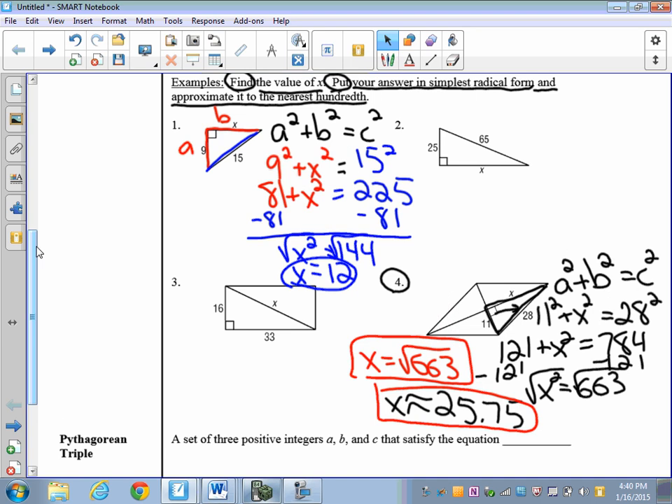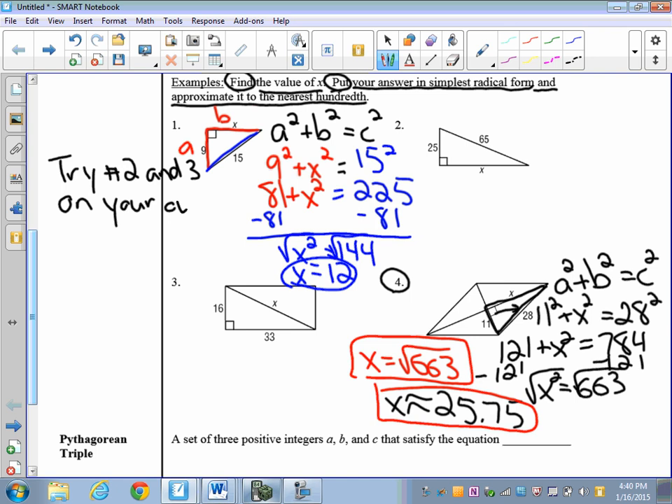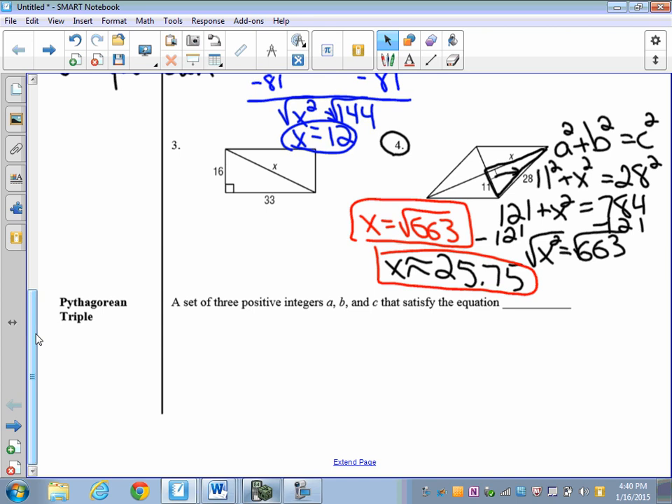So what I'd like you to do is try numbers 2 and 3 on your own. Number 2 is a little bit different, but I know you can do it. B is a leg, which is what we're solving for, and we already have the hypotenuse. So it's a little bit different, but just keep using the equation, it'll be easier.